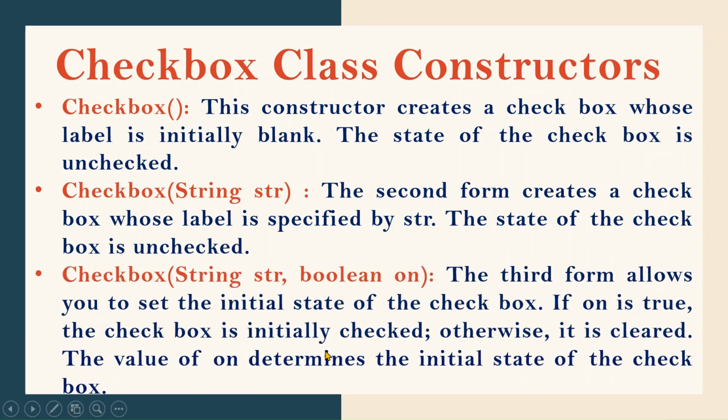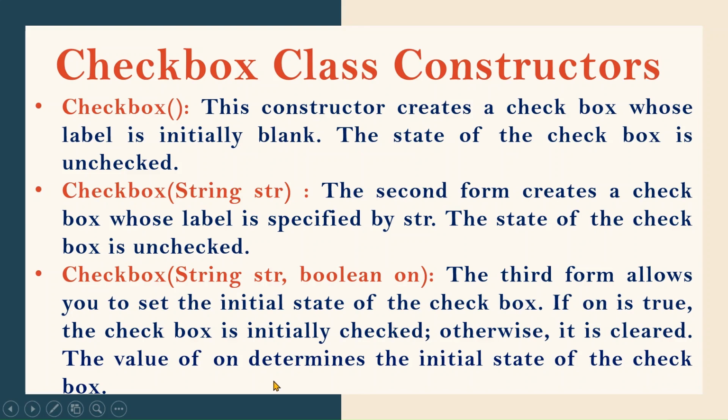Now coming to the third constructor, we have two parameters. One is the string, which is nothing but the label, and the other is a boolean value, true or false. If you write true, you are going to get a checkbox with a tick mark. If you write false, you are going to get a checkbox without any tick mark. The third form allows you to set the initial state of the checkbox. If this on parameter is true, the checkbox is initially checked. Otherwise, it is clear, that means it is unchecked.